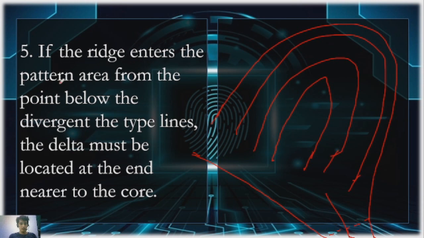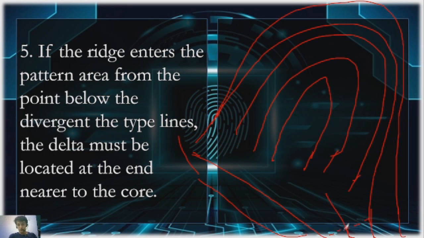Anyway, for rule number 5: if the ridge enters the pattern area from the point below the divergent type lines, the delta must be located at the end nearer to the core. Again, the type lines is this part. Nasabi natin kanina na ang type lines, they are the innermost ridges surrounding the pattern area. So with that, the type lines again, and we have here the point of divergence.